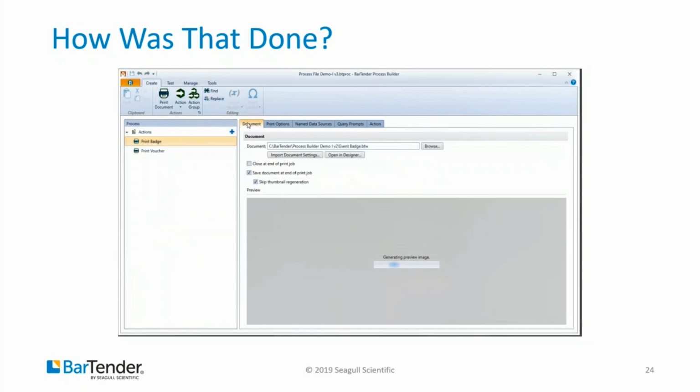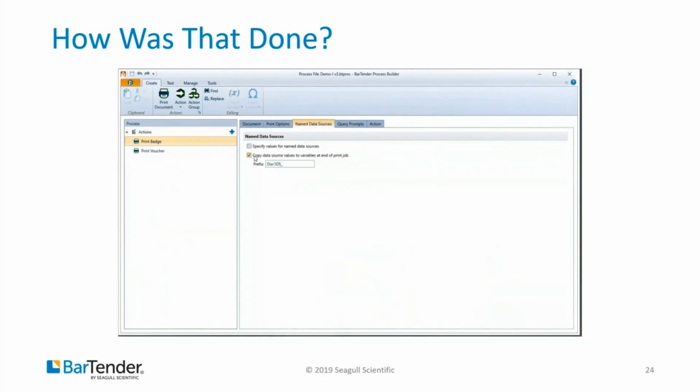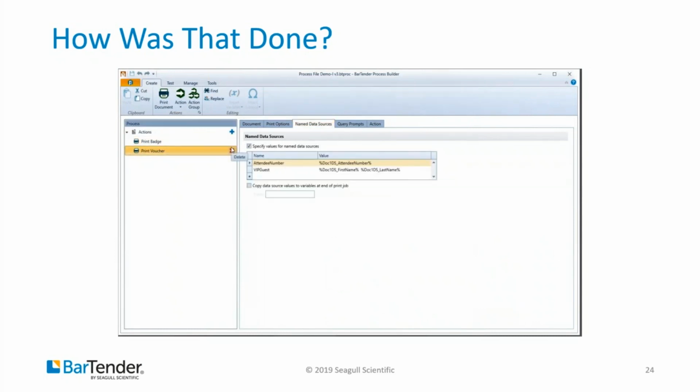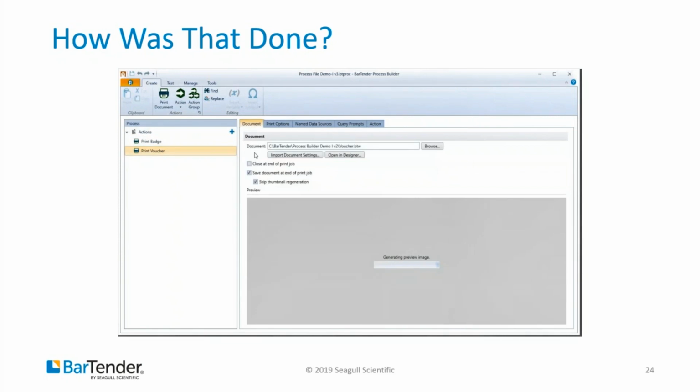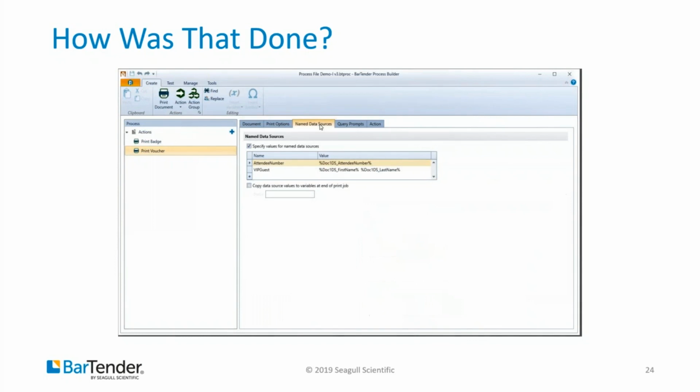So we're going through our document, and we're going to click on the named data source tab once again. We're still in the print badge here. We verified that we have the copy data source values to variables. Then we're going to go to the print voucher action. We have a different BarTender document. Remember, no association between these two. And then here's where the magic, if you will, happens.